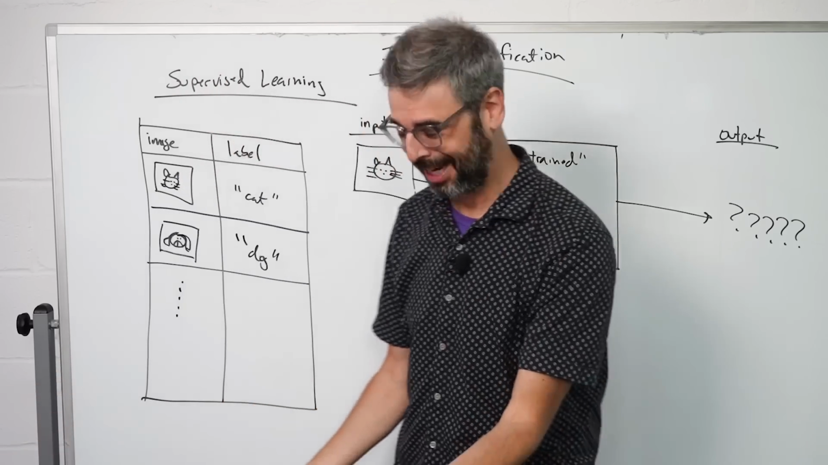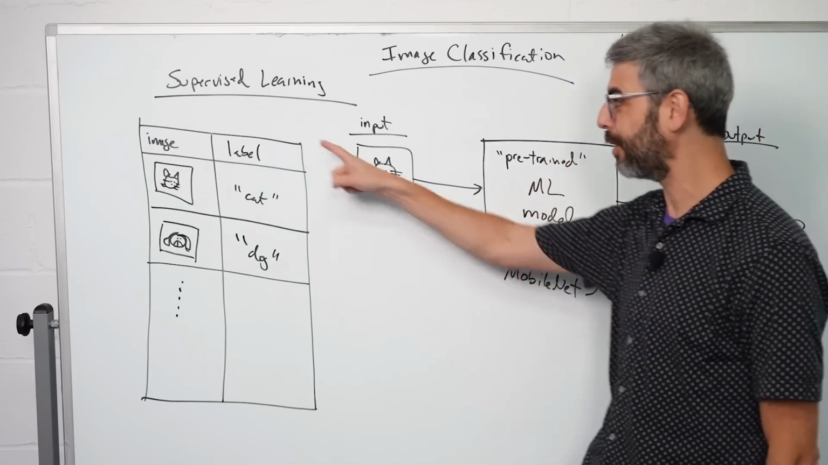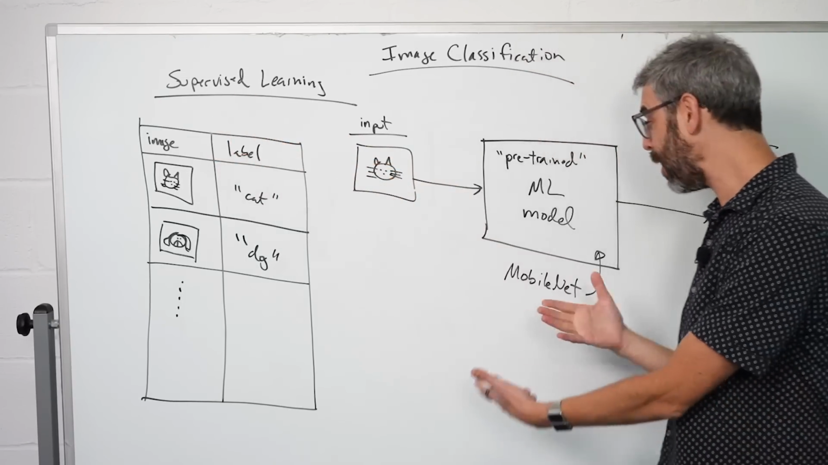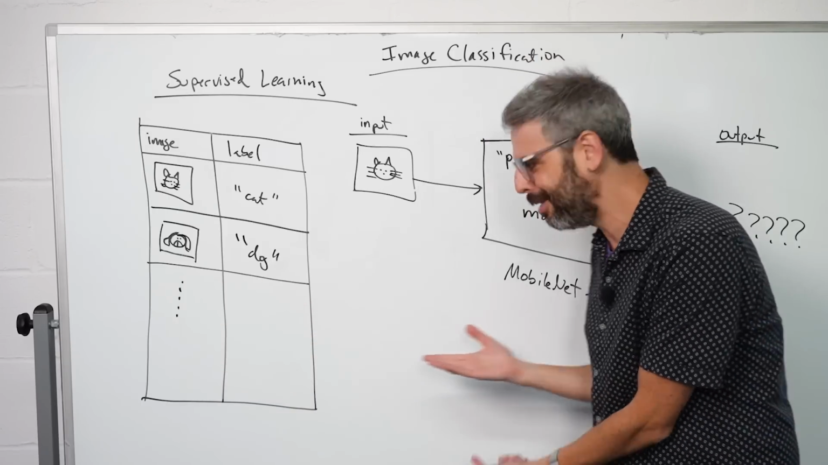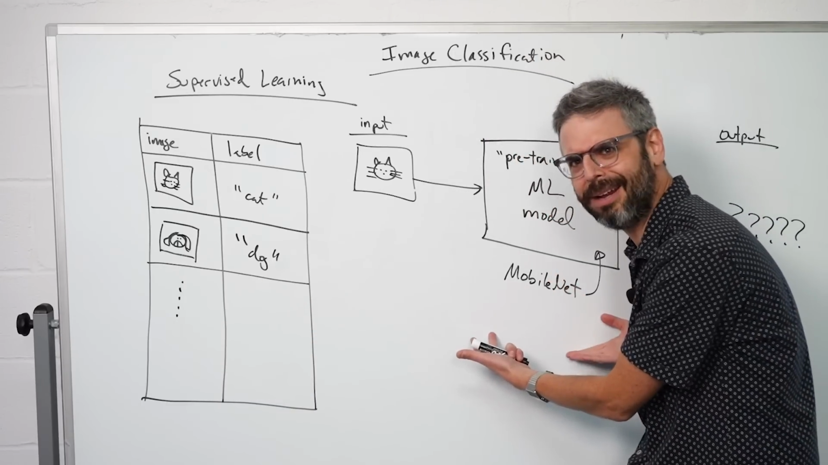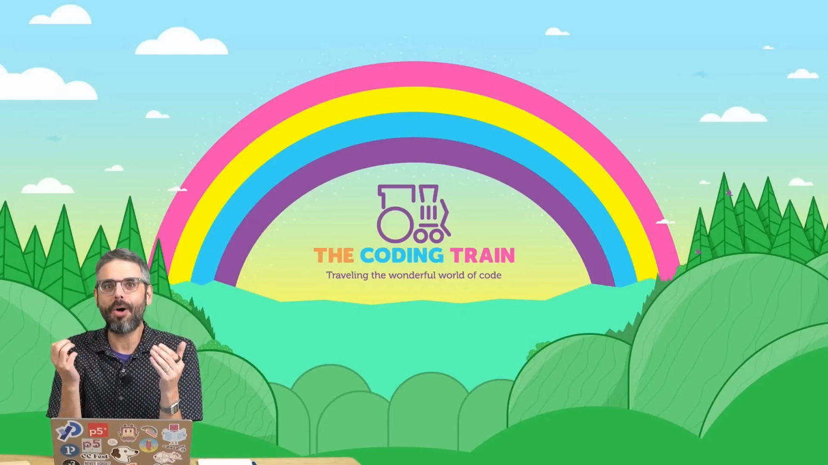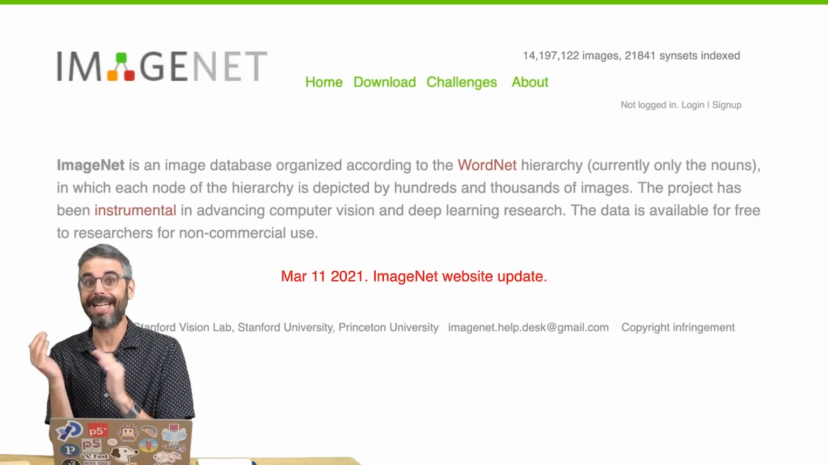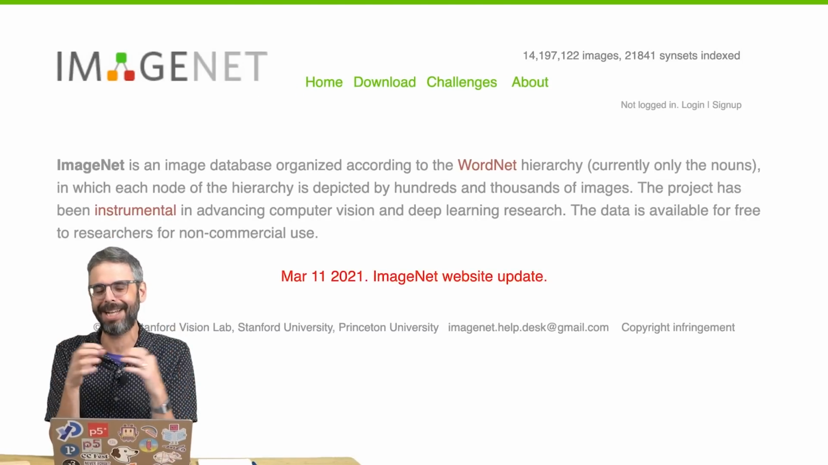This begs the question, I said we're using a pre-trained model. The model was trained with the supervised learning process, and the model we're actually using is called MobileNet. What data was used to train MobileNet? Who made MobileNet? The data set that was used to train MobileNet is called ImageNet, and this is a project that dates all the way back to 2006. It is a foundational data set in machine learning.